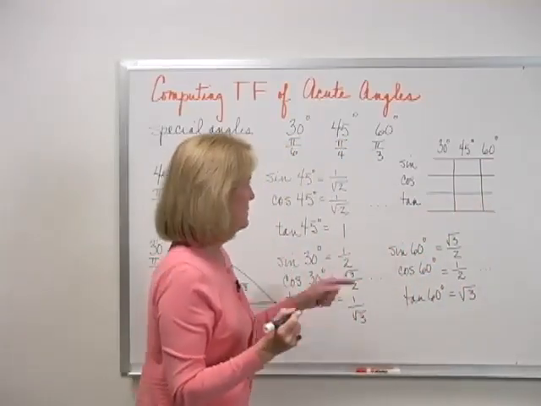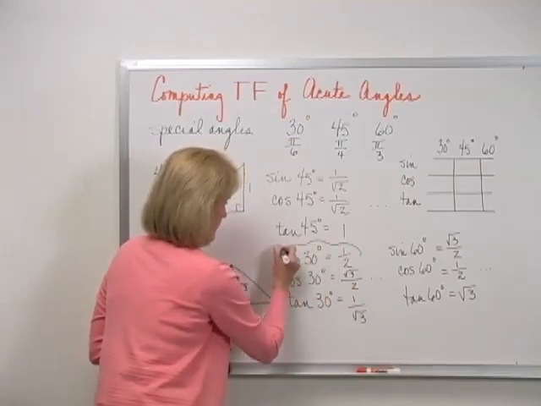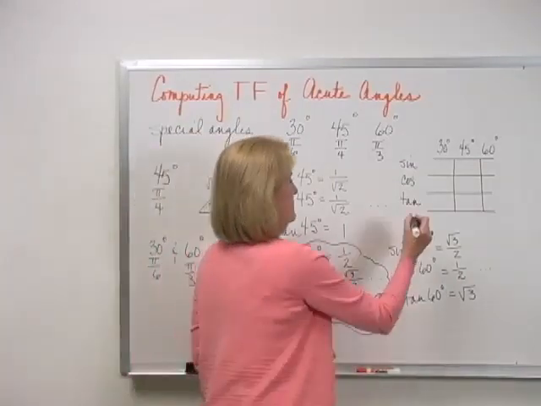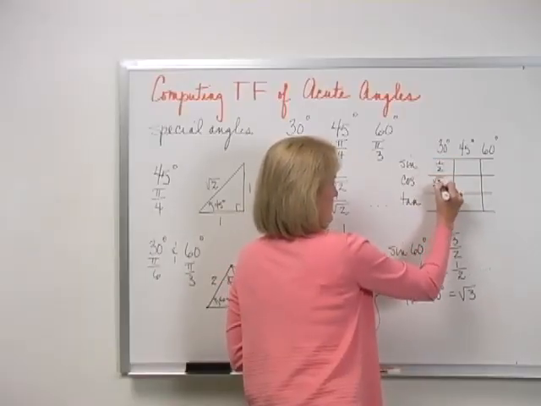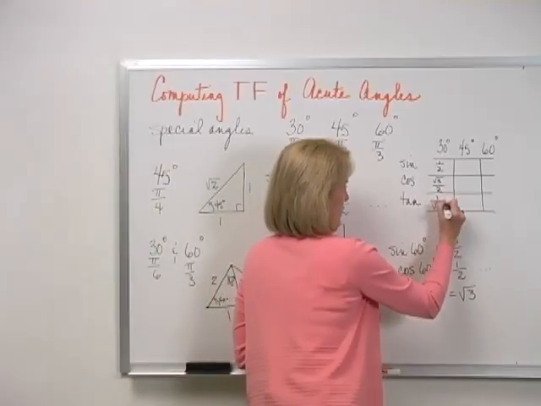Okay, so what do we have? We have the sine of 30. Okay, now that's this batch right here. So the sine of 30 is 1/2. The cosine of 30 is the square root of 3 over 2. And the tangent of 30 is 1 over the square root of 3.